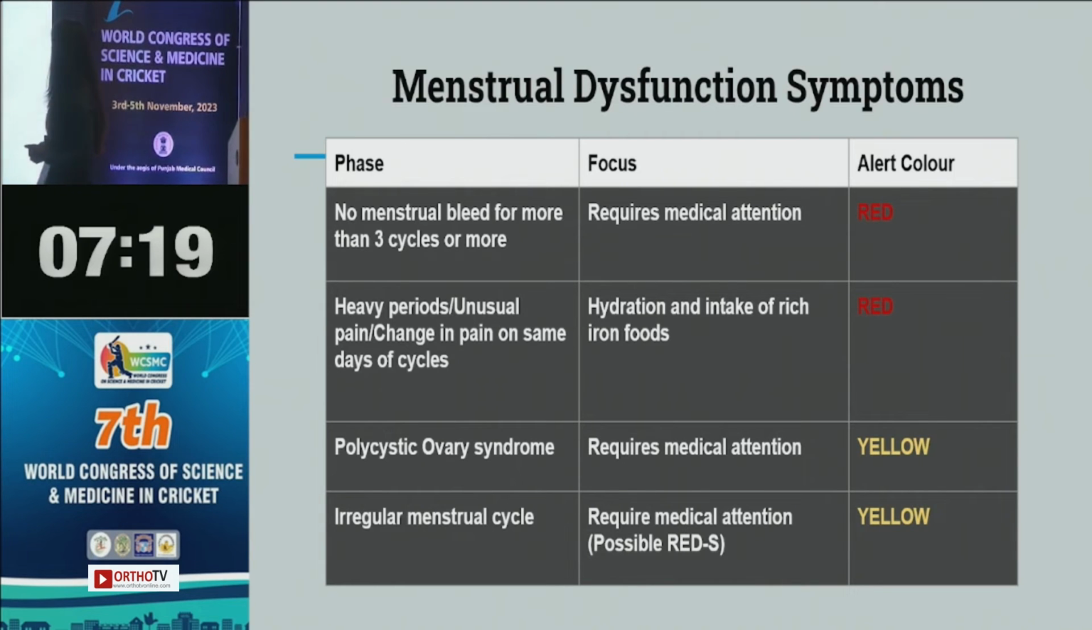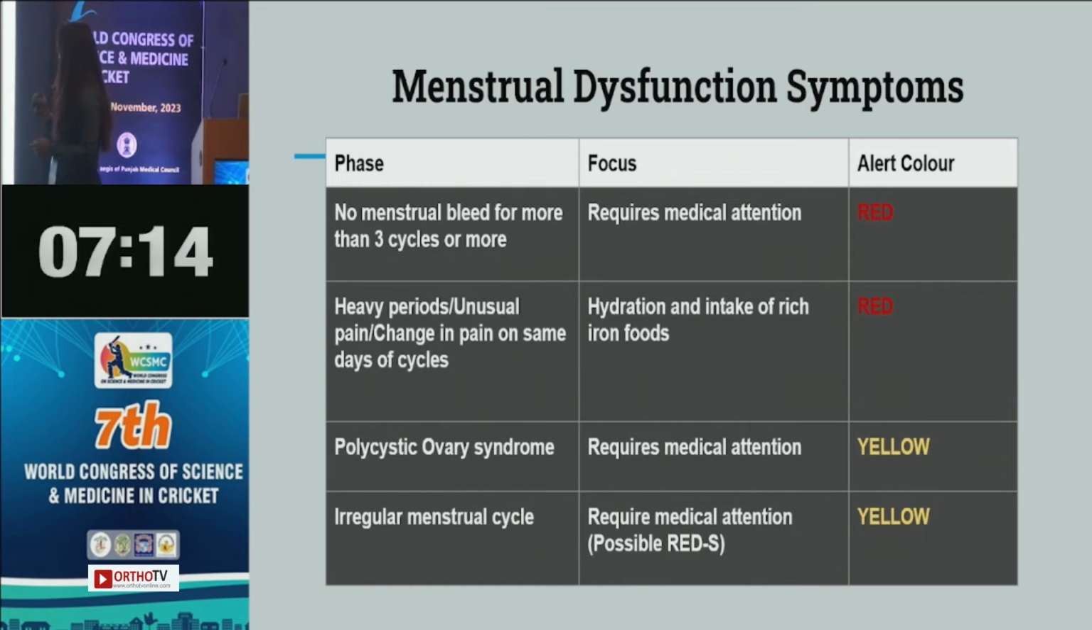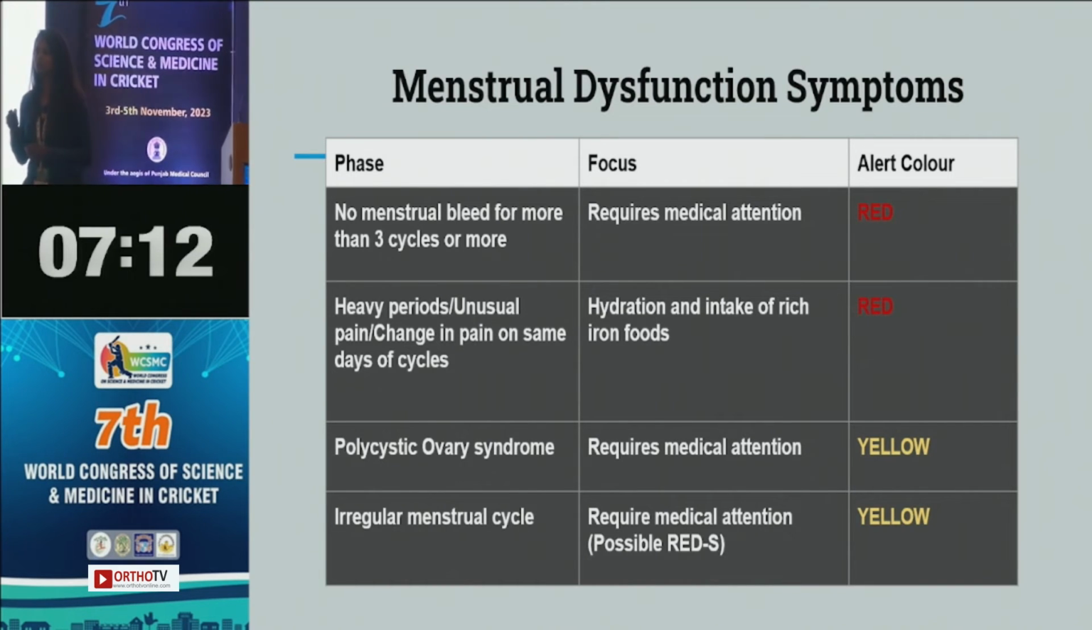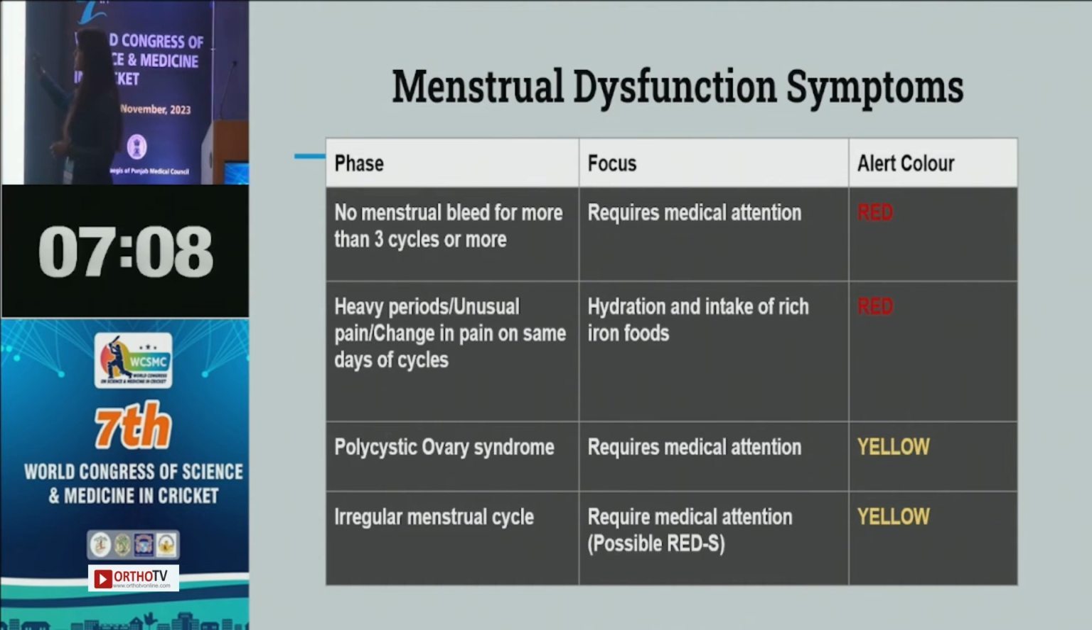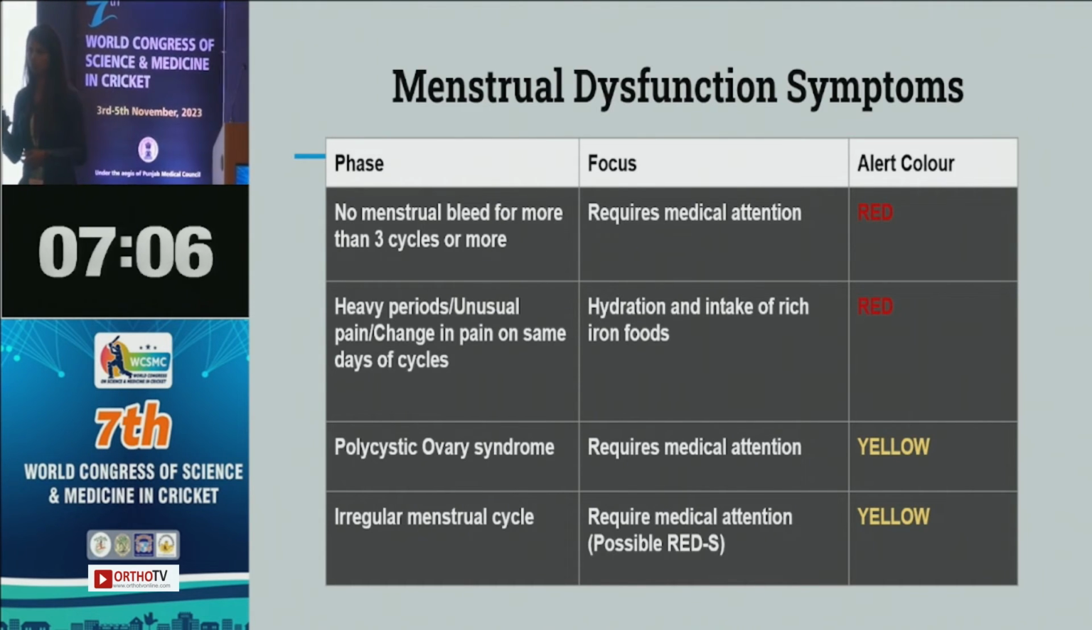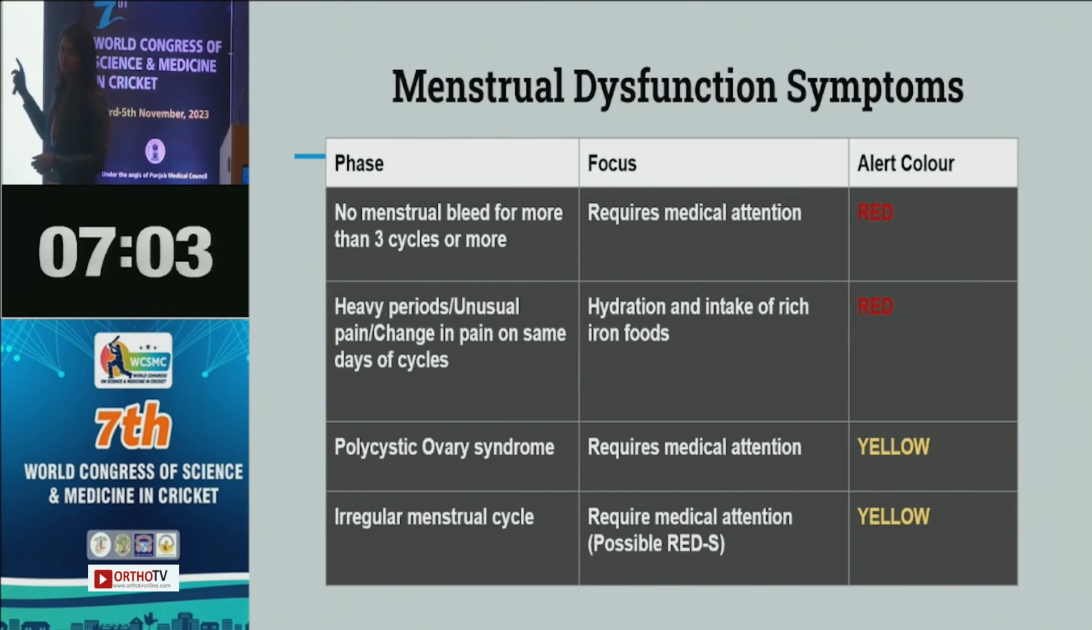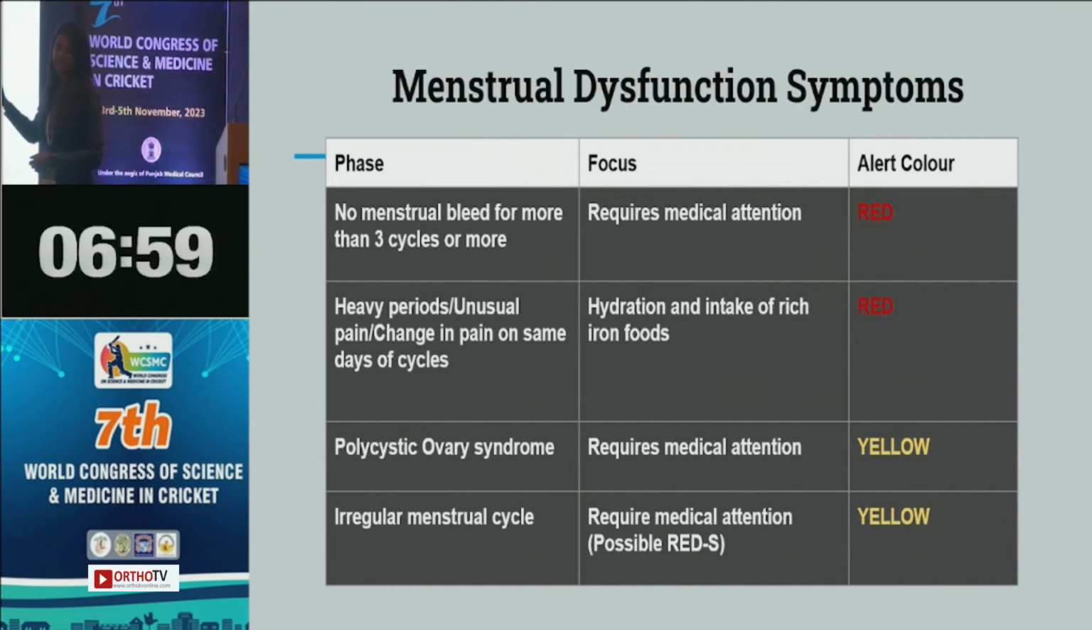So what are menstrual dysfunctions? How do we know which is the one that needs more prior attention? We'll just see the ones which need more prior attention. No menstrual bleed for 3 cycles or more is something we need to address at the first point, and it also requires medical attention. This has to be addressed, correct?